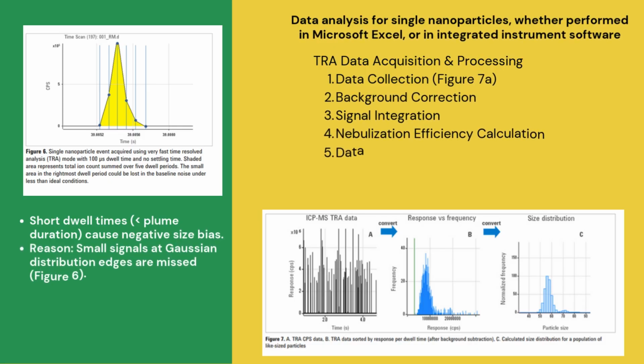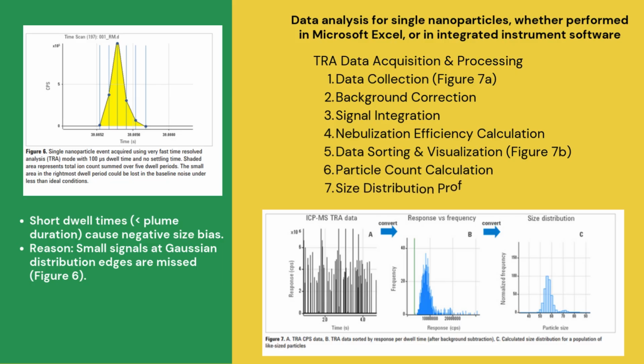In figure 6, a single nanoparticle event is acquired using the fast time resolution analysis, TRA, mode with a 100 microsecond dwell time and no settling time. The shaded area represents the total ion count, the sum of the 5 dwell periods. The area in the rightmost dwell period could be lowest in the baseline noise, under less than ideal conditions. So we can see figure 6 shows a good read of data.